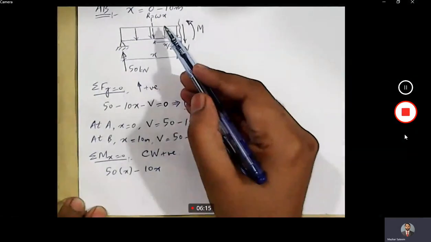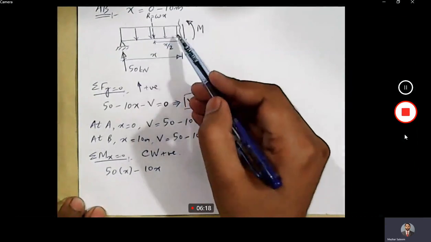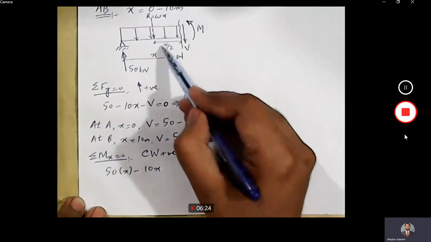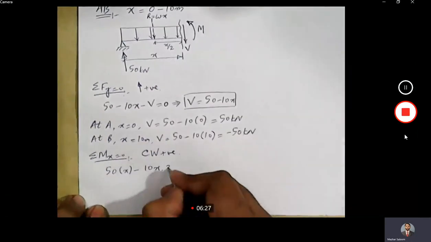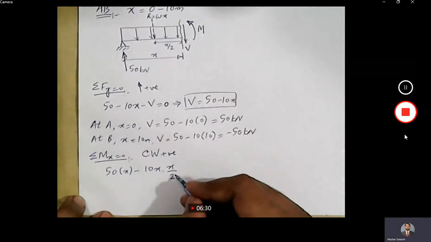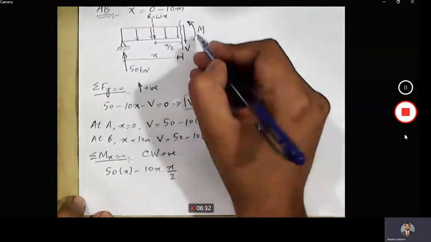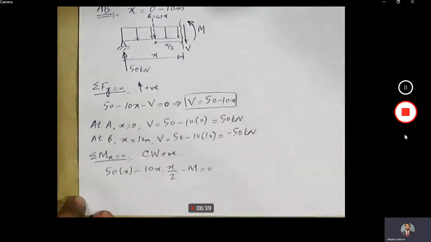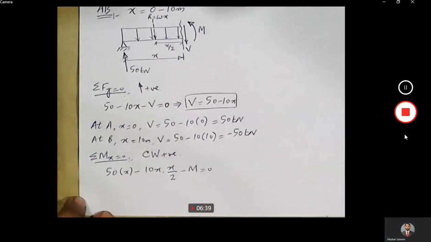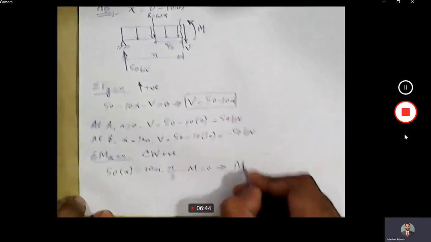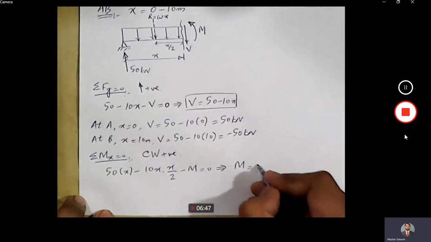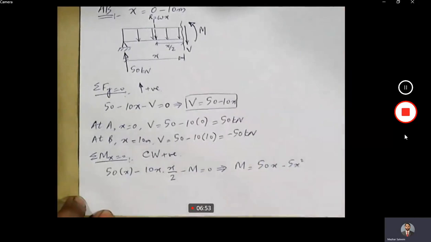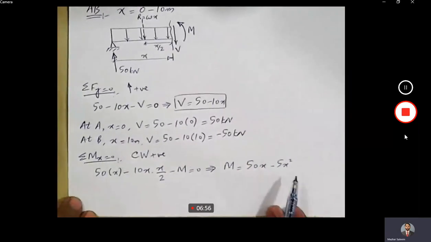10x. This 10x is the resultant of the UDL, that part of the UDL which is present on the left side of the section shown in this diagram. And what is the location of the resultant? It is x by 2. So multiplied by x by 2. That is the moment due to this UDL. And finally, we have this M, which is also acting in counterclockwise direction. So minus M is equal to 0. If I rearrange this equation, I get M equal to 50x minus 5x squared. This is the equation of bending moment for portion AP.